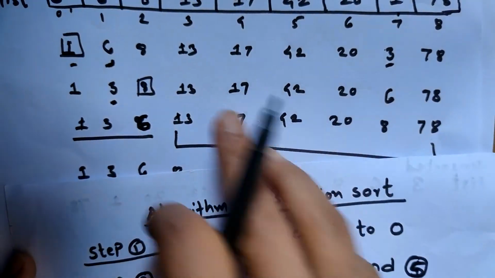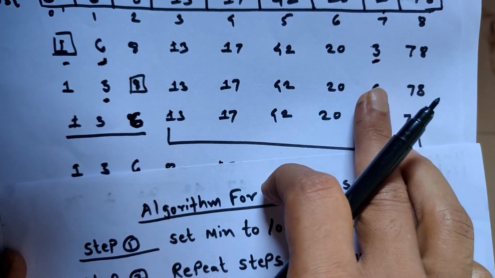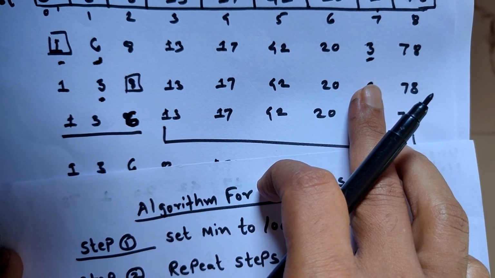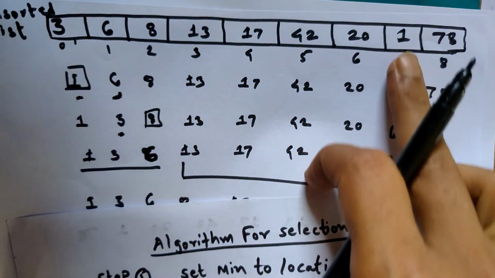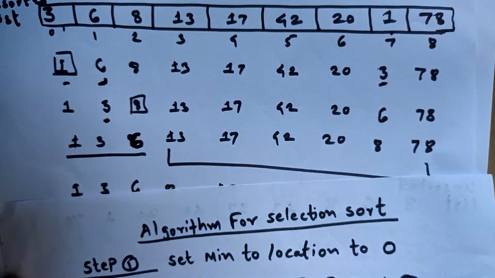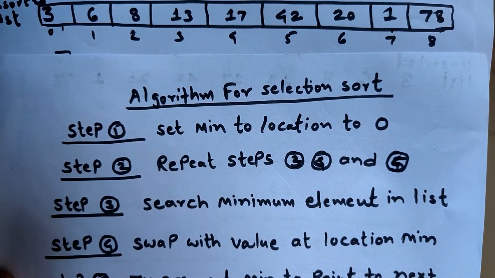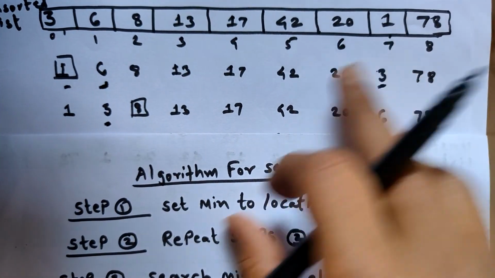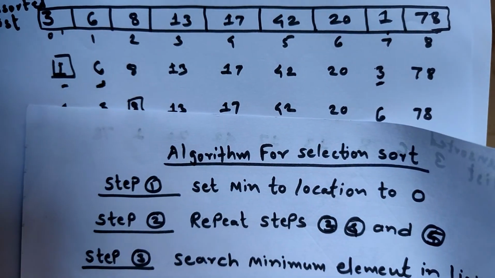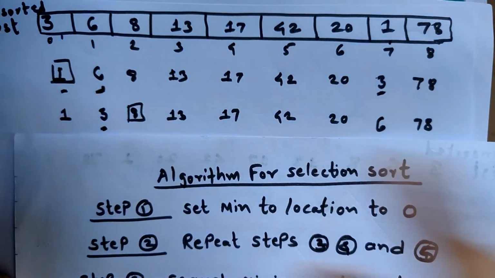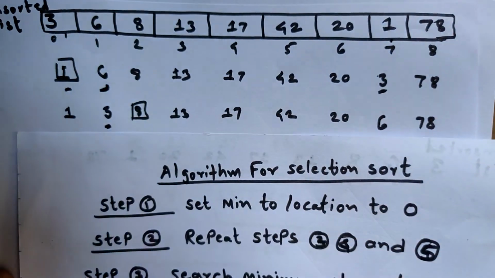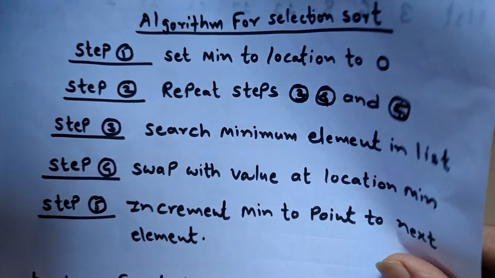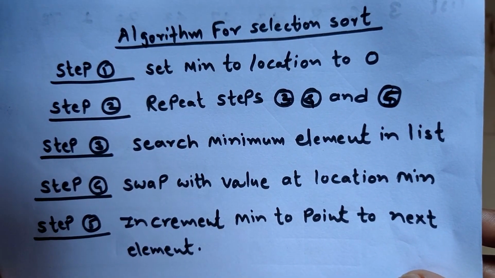Obviously at first we have selected one element as a minimum. Which one is it? 1. Okay, so again what? Swap with the value at location minimum. Obviously we have swapped this with the first one. Minimum location we have set to the 0th location, that's why we have to swap with the first element, that is with the location 0. Then increment minimum pointer to the next element.